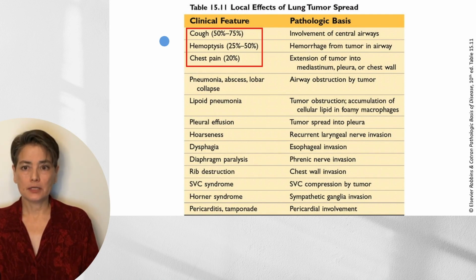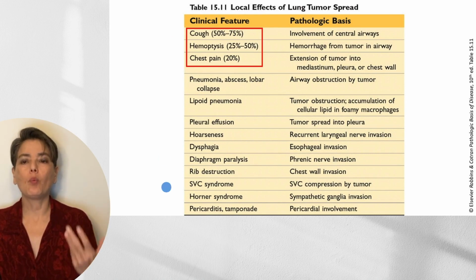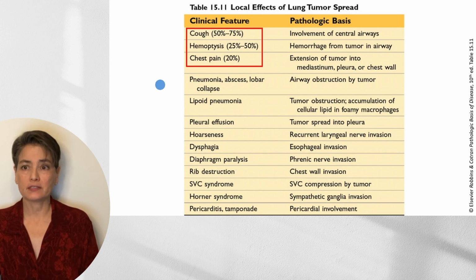So we talked a little bit about the clinical presentation, so cough, hemoptysis, chest pain, but I don't want you to forget that there are a wide range of clinical features associated with local effects of lung tumor spread. This is a really fantastic table from Robbins and Kumar Pathologic Basis of Disease that I like because it explains the pathologic basis for these clinical features.